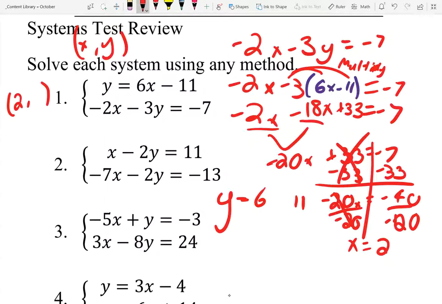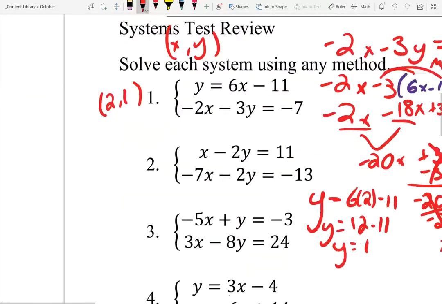So we'll take that out. We'll plug 2 in. So now we just evaluate for y. Y is equal to 12 minus 11, because 6 times 2 makes 12, and 12 minus 11 is 1. So y is equal to 1. So the answer for that is 2, 1.